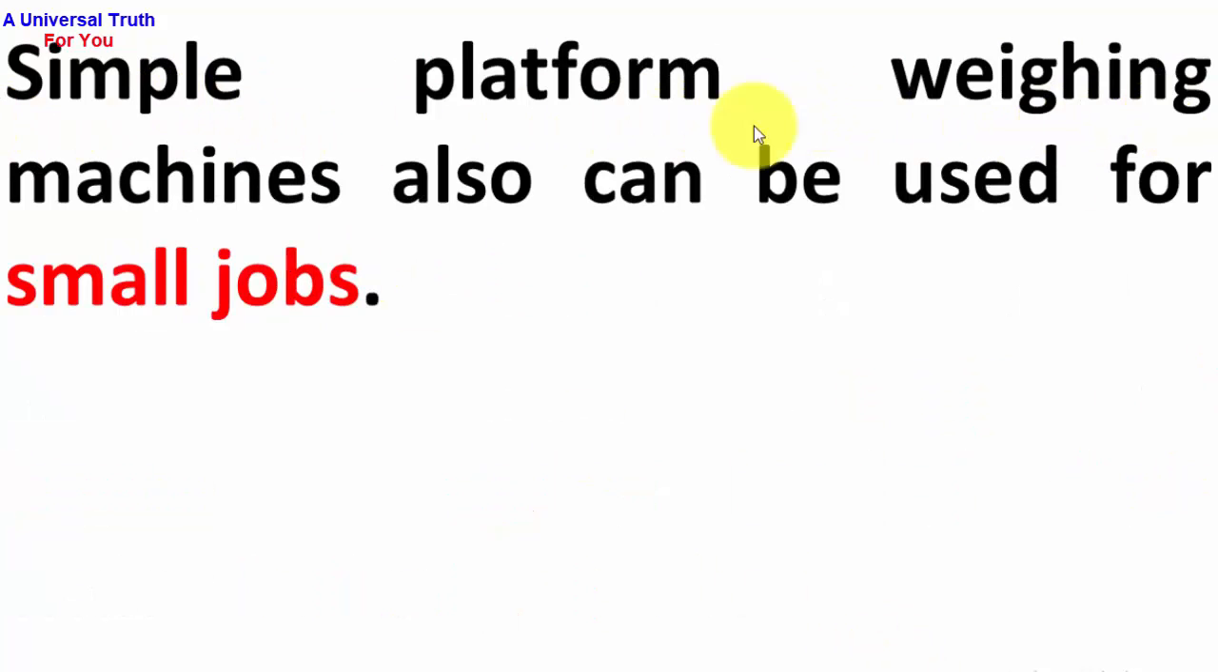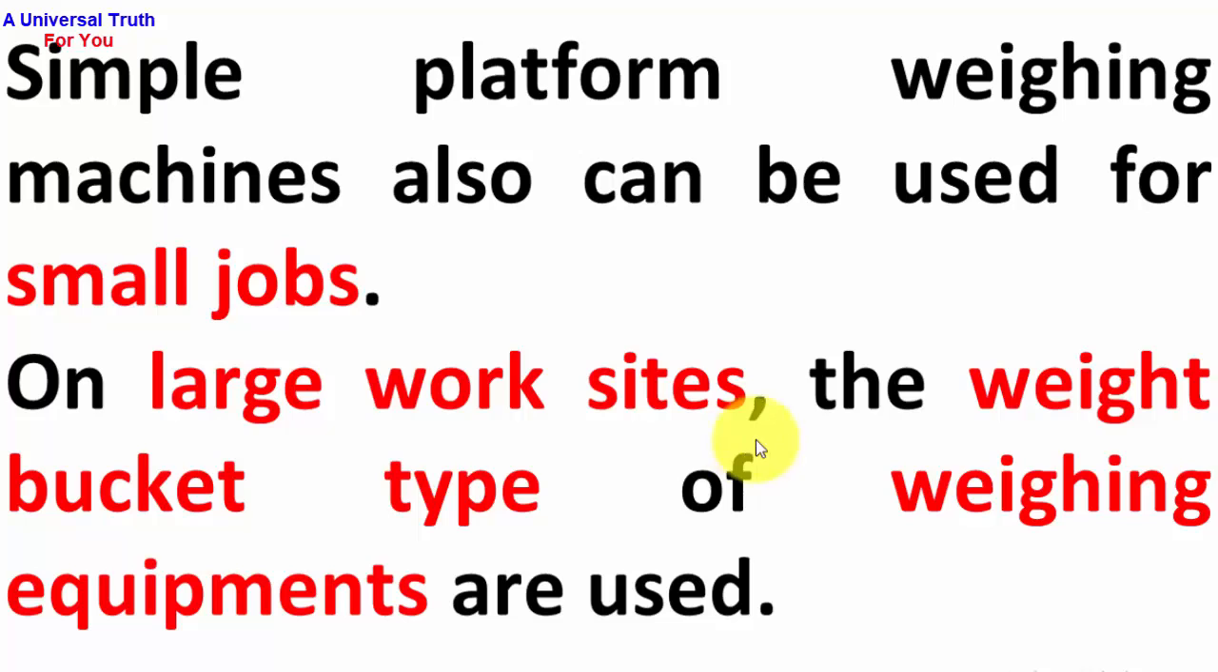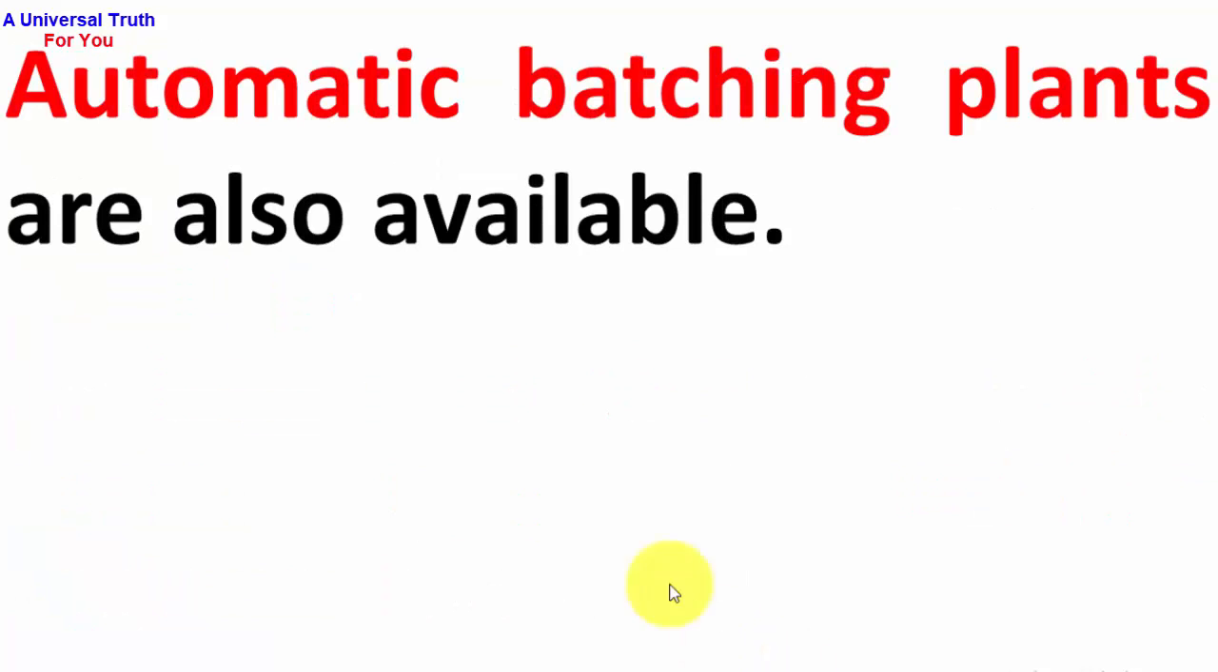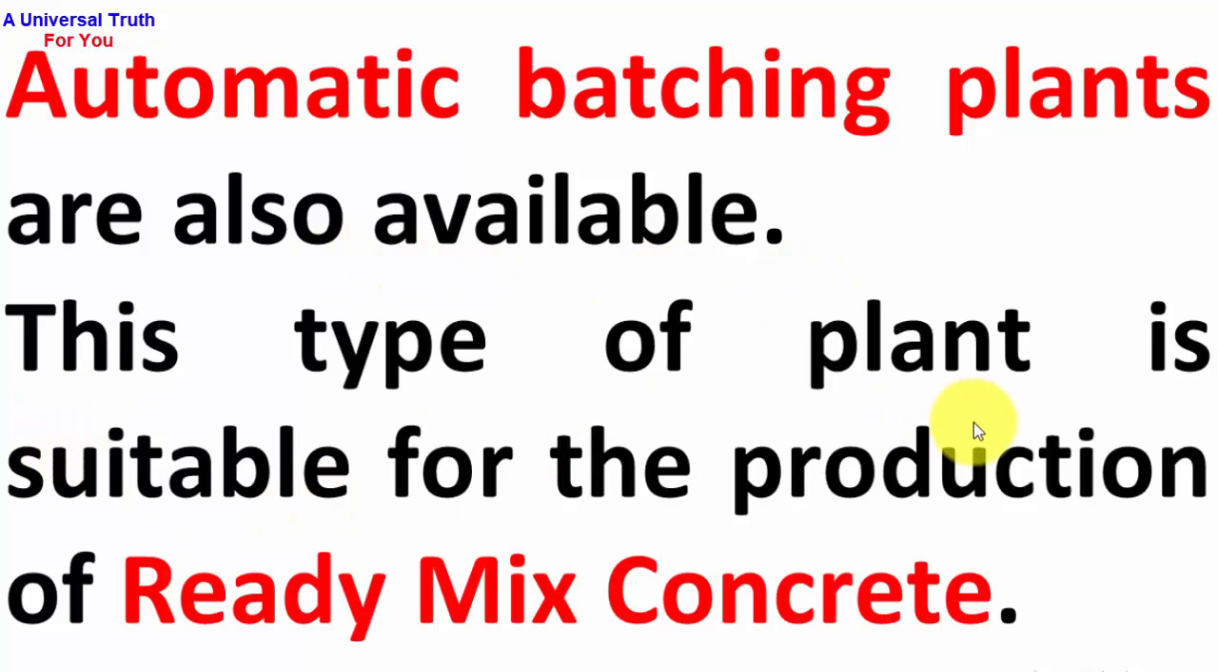Simple platform weighing machines also can be used for small jobs. On large work sites, the weighing bucket type of weighing equipment is used. Automatic batching plants are also available. This type of plant is suitable for the production of ready mix concrete, RMC.